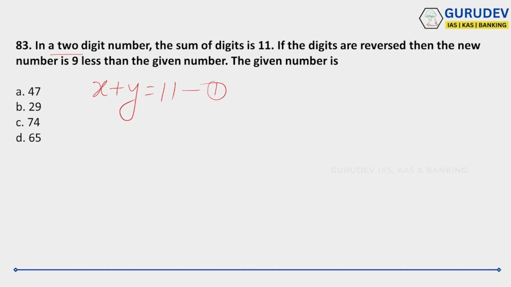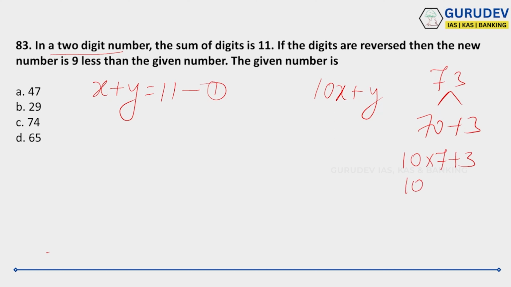Whenever it says a 2-digit number, always remember that it will be 10x plus y. Why does this happen? Because if I take the example of 73, 73 can be written as 70 plus 3, which I can write as 10 into 7 plus 3. In place of 7 I can write x, in place of 3 I can write y. So this is the format of a 2-digit number.